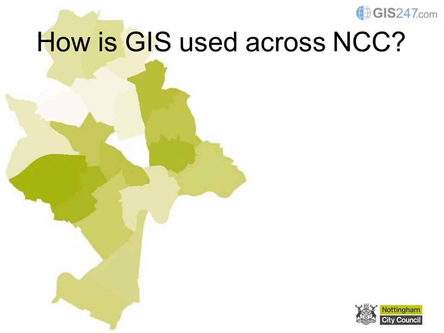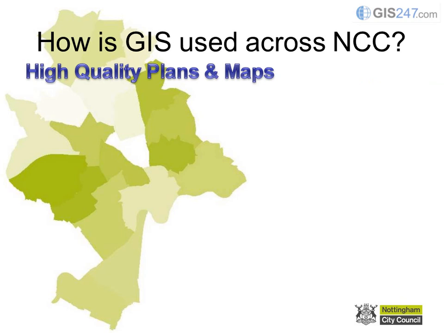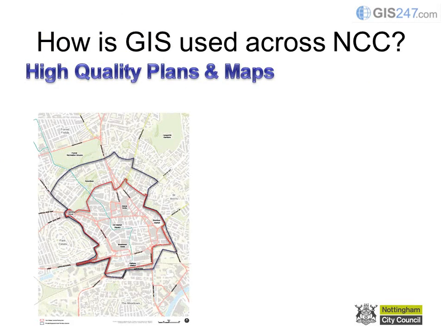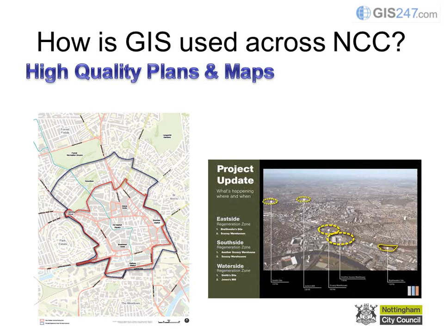This first presentation looks at how GIS is used across the many services provided by Nottingham City Council. The most obvious use of GIS is to produce high-quality cartographic plans and maps. GIS can be used to add in map bases and layers to create these maps. These can be published to various formats, for example as images to be used in publications, shared via the intranet or other websites, or to circulate to colleagues.